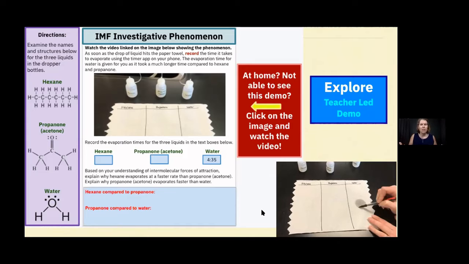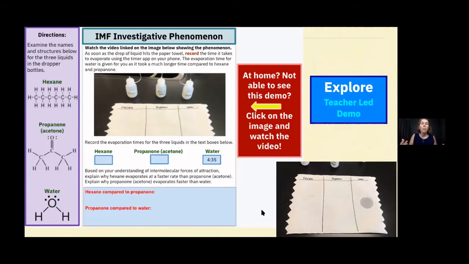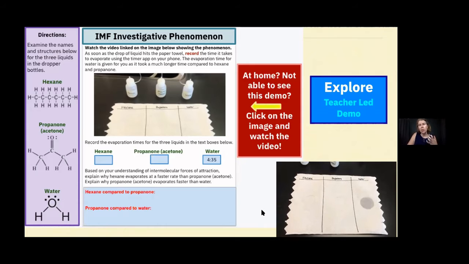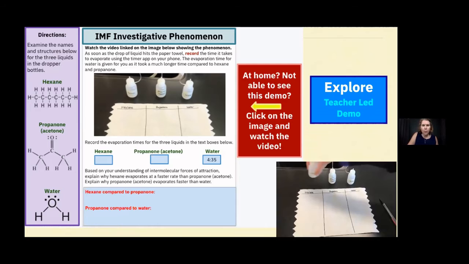Why do you think that is? Why is hexane evaporating so much faster than acetone? To be like, oh, that's nail polish remover. I'm like, yep. And then water, I just gave them a time because I was like, we are not sitting around watching this paper towel. Yeah, it's just not going to happen. That's an example of a teacher-led demo being incorporated into a notebook.